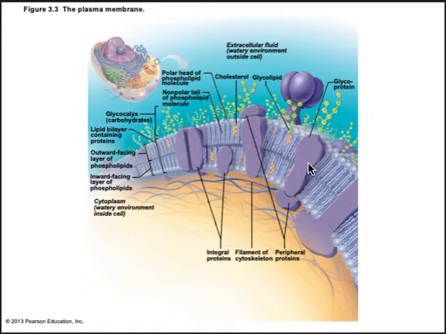In addition to these proteins, the integral proteins, which pass all the way through the plasma membrane, and the peripheral proteins, which are on either the cytoplasmic or the extracellular side, we have carbohydrates that are attached to a lot of the phospholipids, and cholesterol embedded in the membrane. The cholesterol serves as a way to control what parts of the membrane move around the most, so it acts sort of like a doorstop.